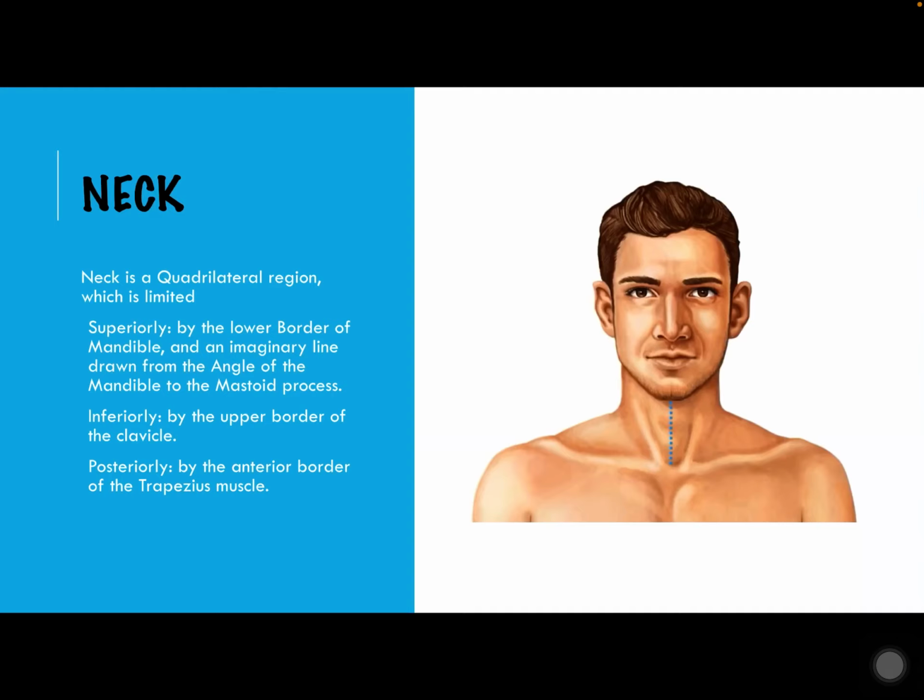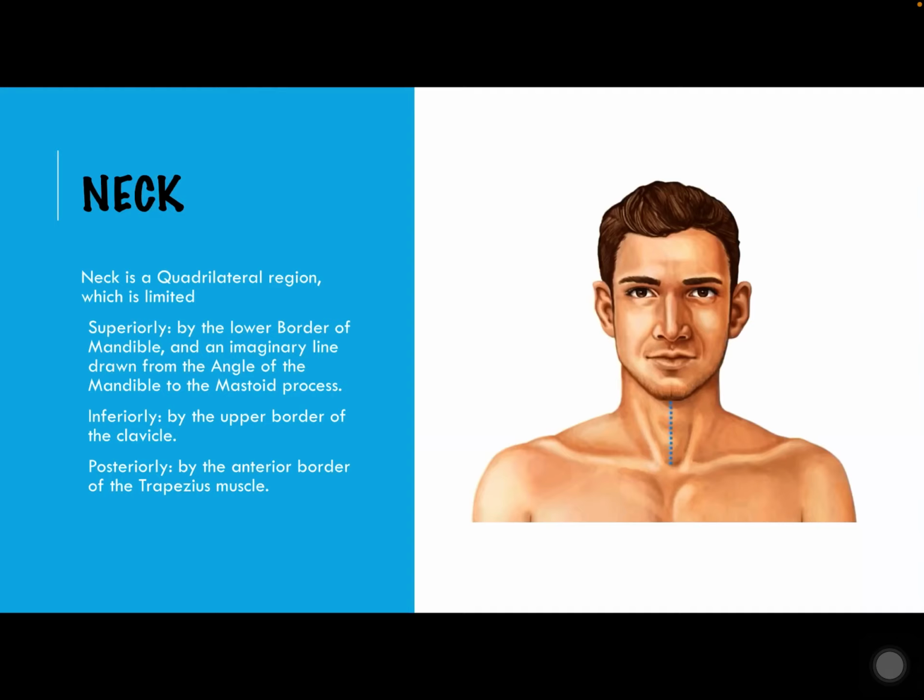Despite being a very small region, it contains a lot of muscles, a lot of vessels, and a lot of nerves which pass through it, thus making it a very complex structure. It is so complex that it becomes truly difficult to study it completely. That's why, to simplify it, a lot of regions have been divided in it.